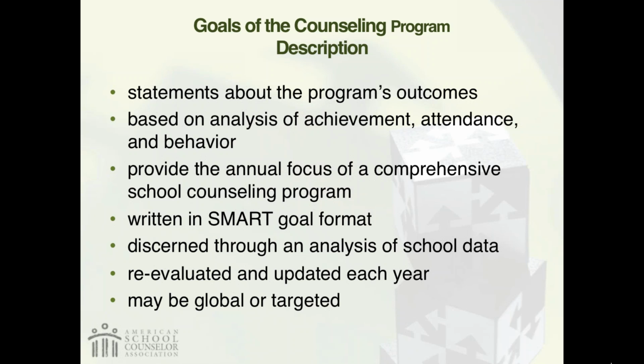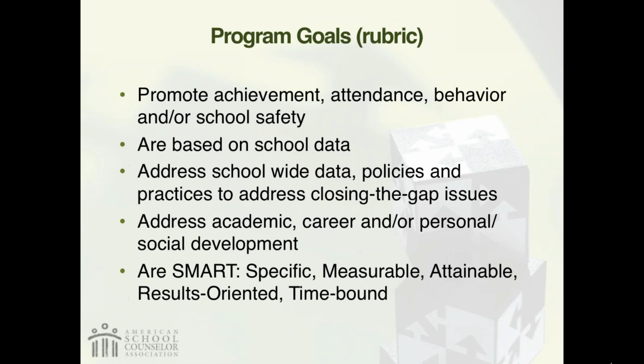A targeted goal is a little more specific and can focus interventions, attention, and measurements around a smaller subgroup within the building. Either is acceptable. It's all about using the data in attendance, achievement, and behavior to discern the needs in your building and then write specific goals around them. So the rubric is very clear that the goal needs to address achievement, attendance, behavior, or school safety.